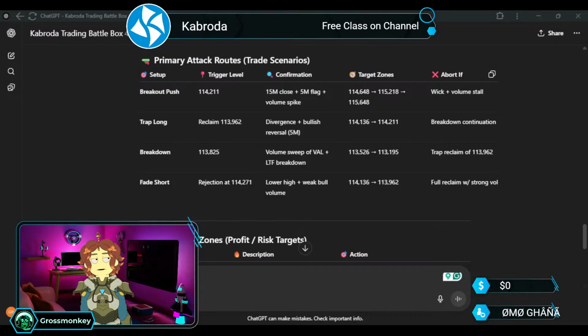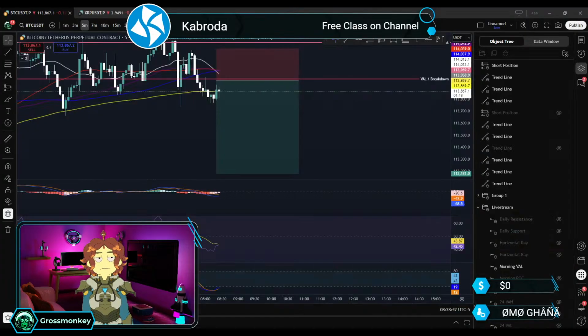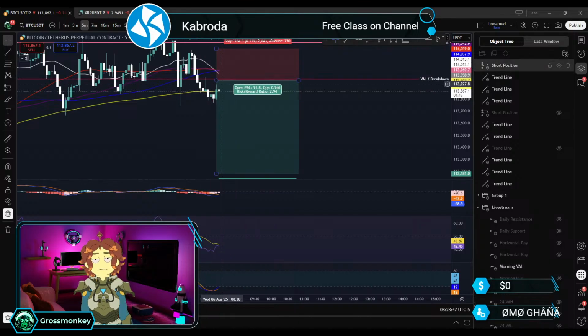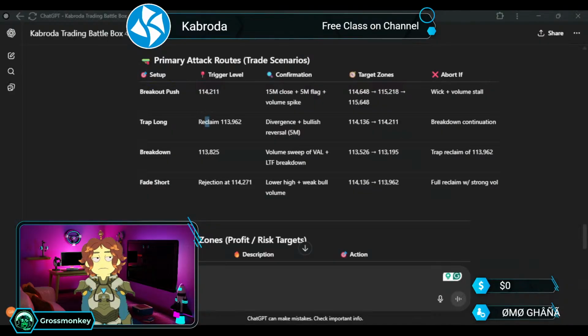The other one I'd be looking at is the breakdown, which it shows right here. We'd get in at 113.825, which is essentially what we've already broken right now. If we go back to TradingView, that's essentially the volume area low. So we broke it right there. Could have that retest here, and then that'd be essentially the trade we're looking at. We got the volume sweep of the volume area low and the LTF breakdown.